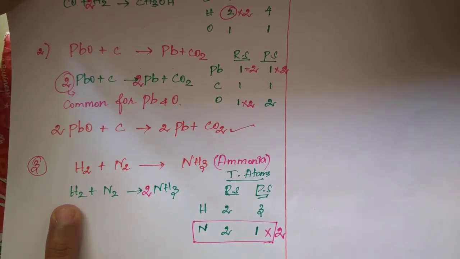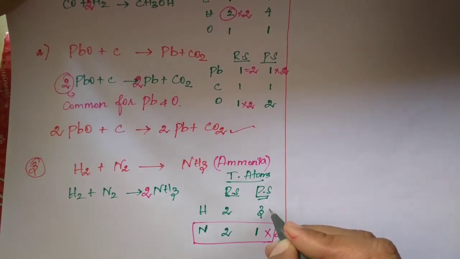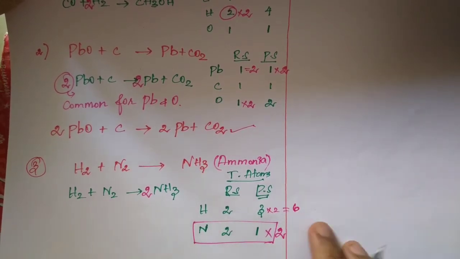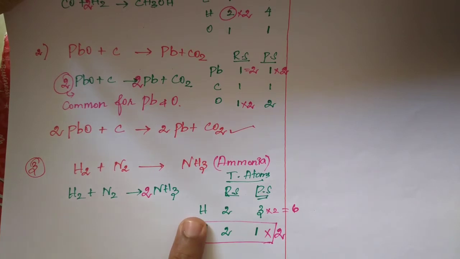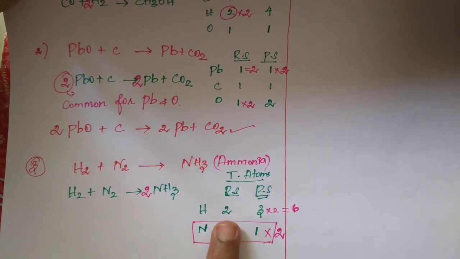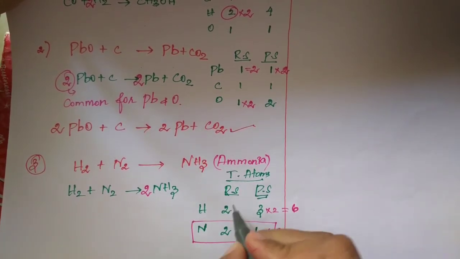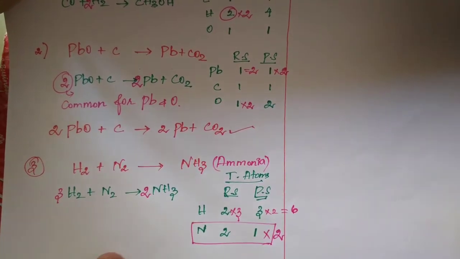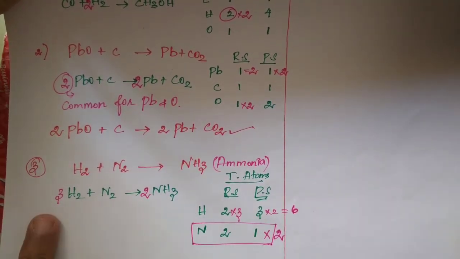So how will you convert this 2 into 6? Now here 3 into 2 equal to 6. Now in product side 6. But reactant side only 2. How will you convert this 2 into 6? By multiplying by 3. So you have to multiply 3 here. Now this is balanced. Once again check, students.